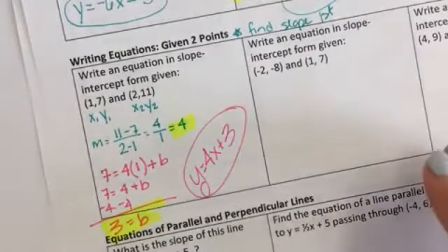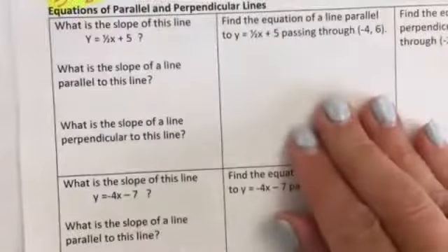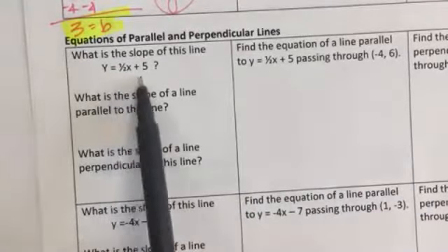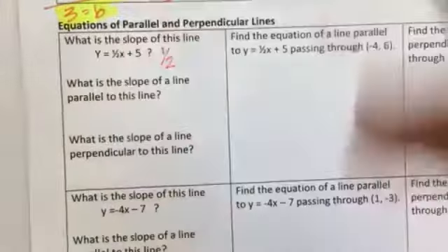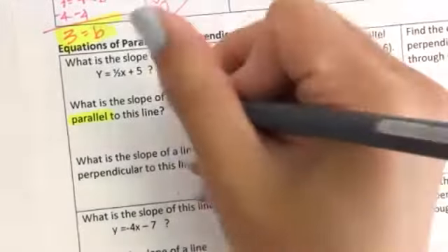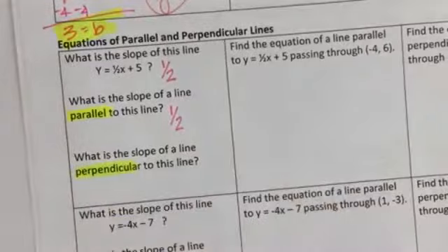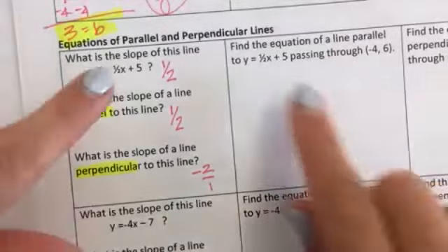No. Okay. So now we're going to move on to those parallel and perpendicular lines. What is the slope of this line right here? 1/2. What is the slope parallel to this line? 1/2. Parallel lines have the same slope. Now perpendicular though, what are we going to do? -2/1. Okay.